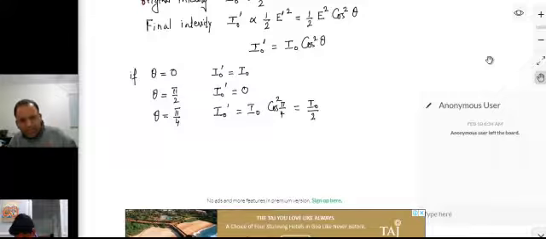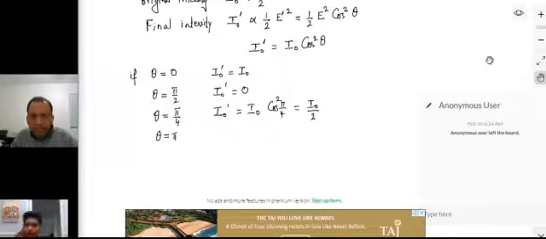One can always ask what happens if you go beyond. You can see that theta equal to pi acts like theta equal to 0. It is a squared quantity, so it is insensitive to changing the direction. That is equal to I naught.